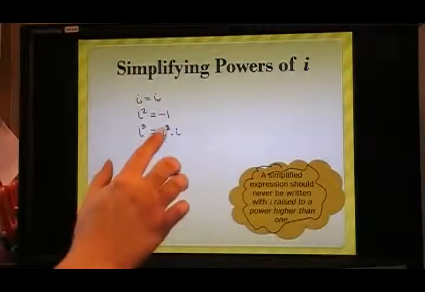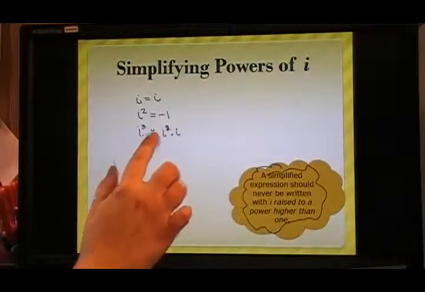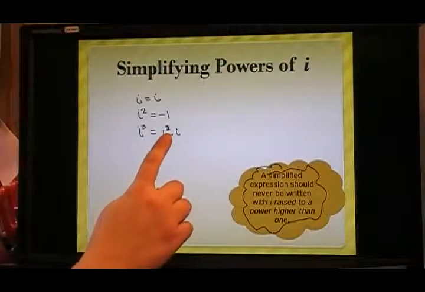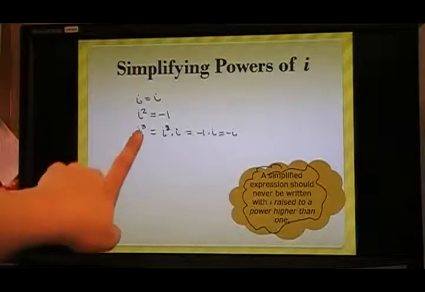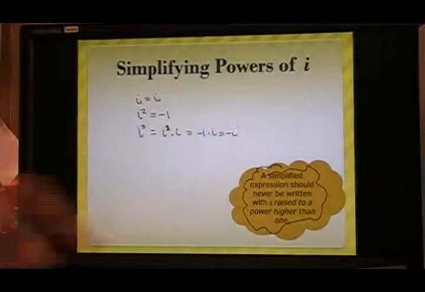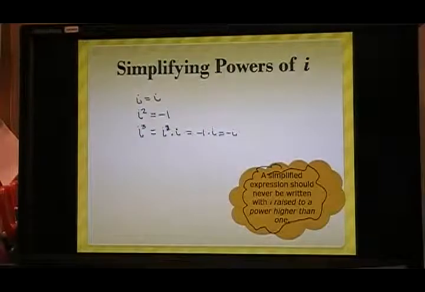And so i to the third can be broken into i squared times i. That serves a purpose because we know i squared is -1. So rewriting that, i squared is -1, and I know I can leave my i as i. So -1 times i is -i. Therefore, i to the third power simplifies to -i. Let's try i to the fourth.